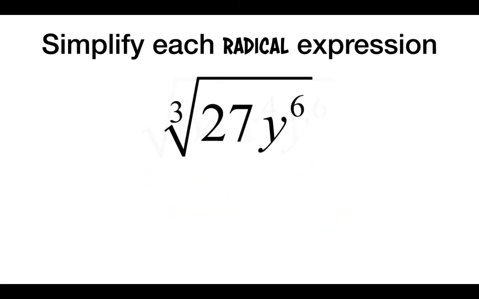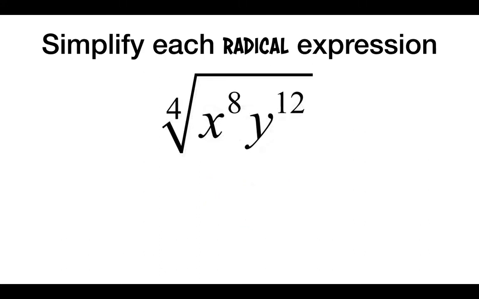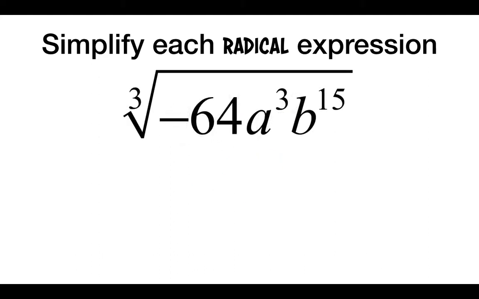Let's try this one. The cube root of 27 is 3, and 6 divided by 3 gives us y squared. Here's another. 8 divided by 4 gets us x squared, and 12 divided by 4 gets us y cubed. All right, let's try this one. Oh, cube root of 64. Well, we know the square root of 64 is 8, but the cube root, hopefully at this point we've learned, is in this case 4, or negative 4, because it's negative 64.